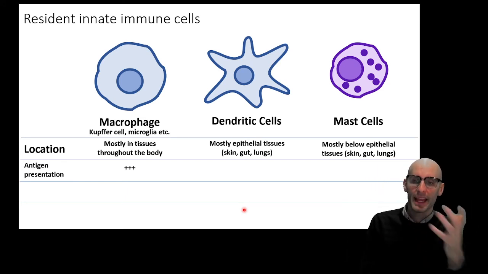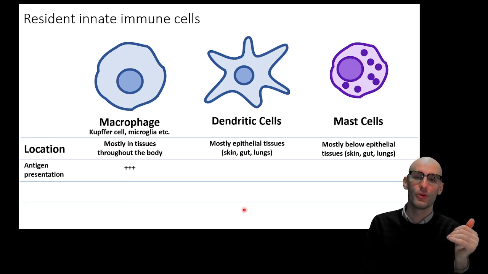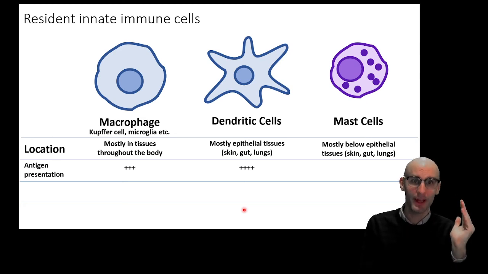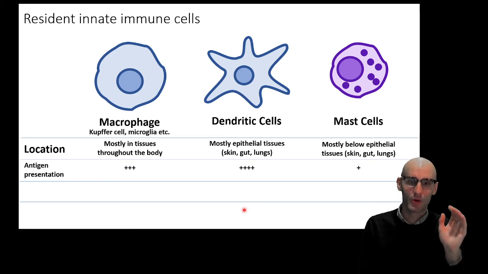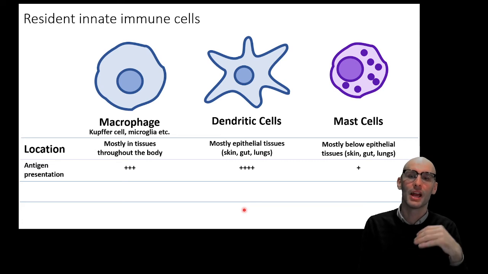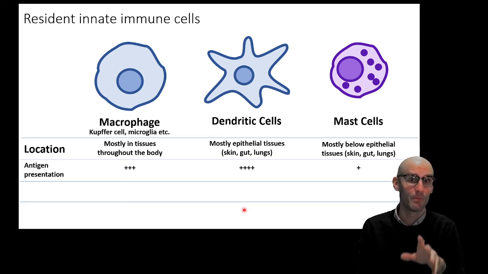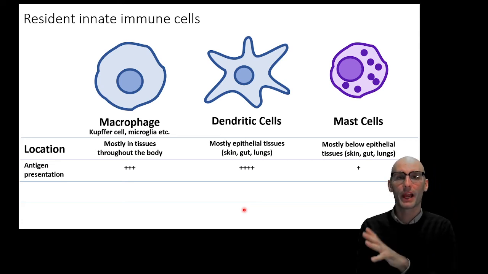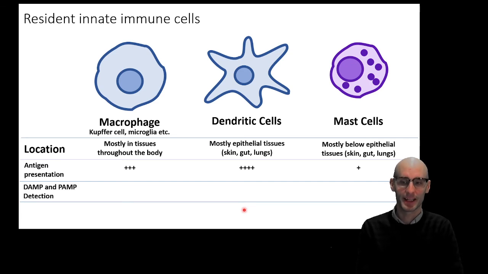So antigen presentation, macrophages do this a lot. Dendritic cells do this super. That's like one of their major roles. And mast cells kind of do this a little bit. It's not really one of their major roles. Dendritic cells are the big antigen displayers. Macrophages also do it too, and they're really good at it.